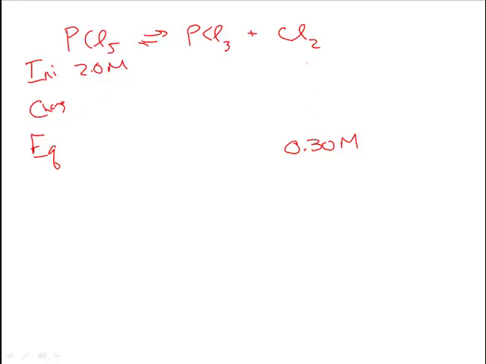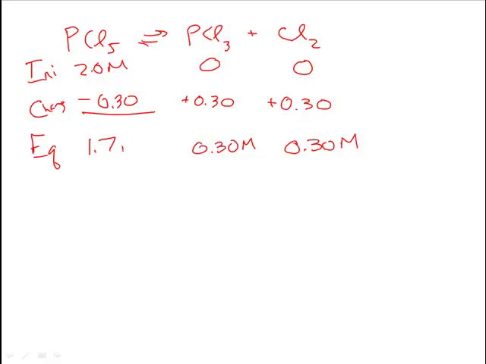So you start out with 0 of this and 0 of this initially. You want to get 0.30, so you have to add 0.30 to this, and you also have to add 0.30 to that. So the equilibrium concentration would be 0.30 of this. In order to get 0.30 from that side, you have to subtract it from this one, so that's 1.7 molar. So these are our equilibrium concentrations.